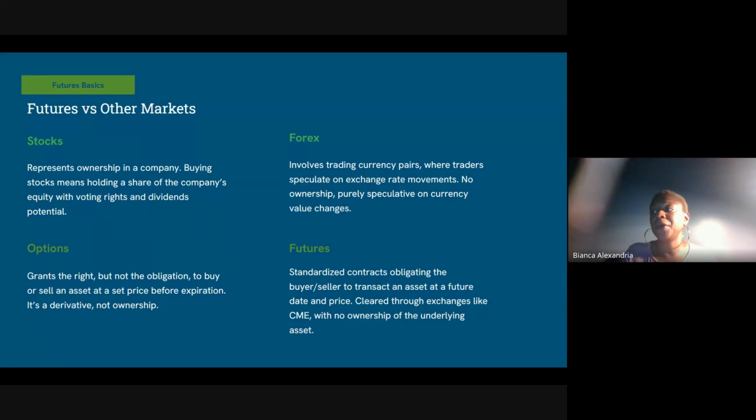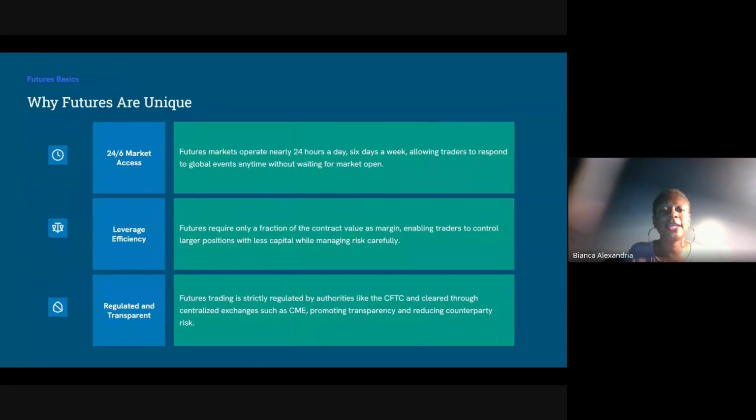But with futures, as I just explained, these are cleared through exchanges, like the Chicago Mercantile Exchange and the New York Stock Exchange as well. And we don't have any ownership, which is cool because we don't necessarily need to own anything. It is similar to forex because the market is open 24/6. I use that roughly because it closes on Friday and then opens back up on Sunday, and more so 23/6. So very similar to forex in that capacity.